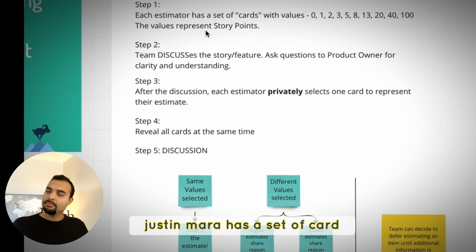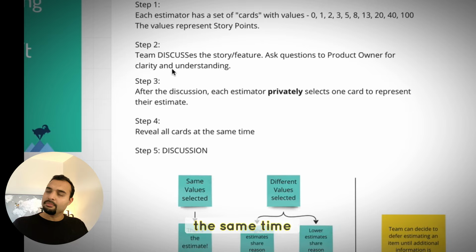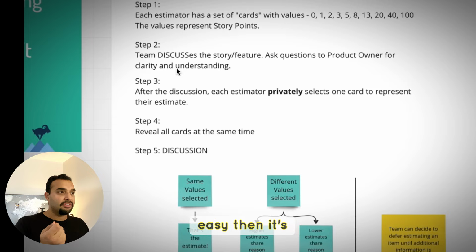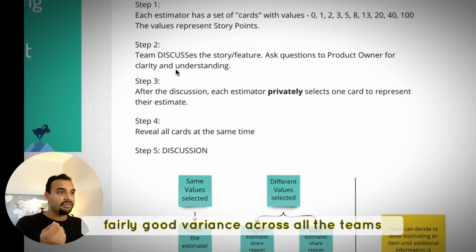In step 1, each estimator has a set of cards. Those questions and those answers. 2, 1, boop. At the same time, a couple of different things can happen. The first is everyone gives it the same value. Great. Well, that's the estimate. Easy. Then it's, well, what if there's a fairly good variance across all the team?